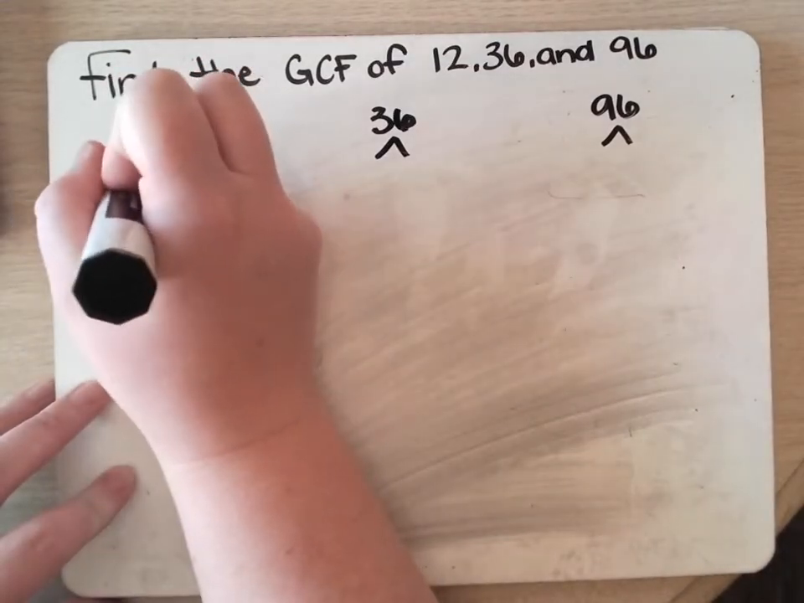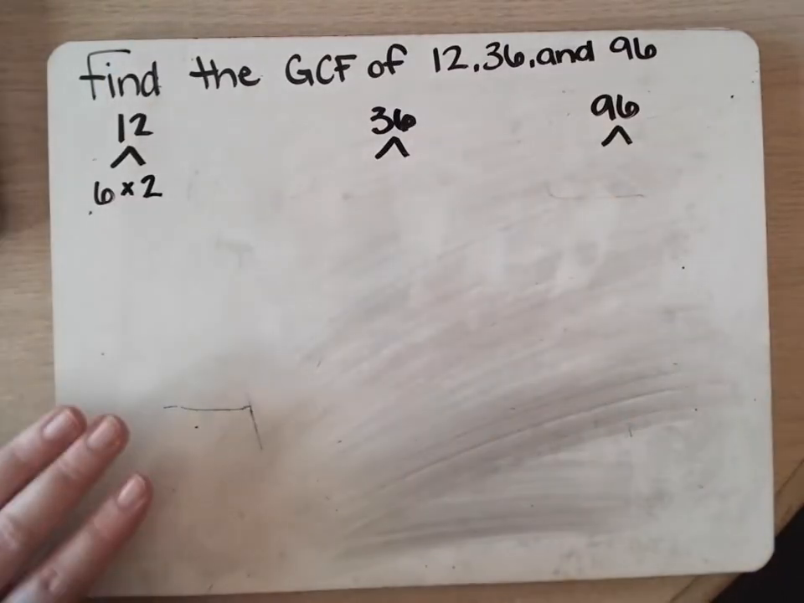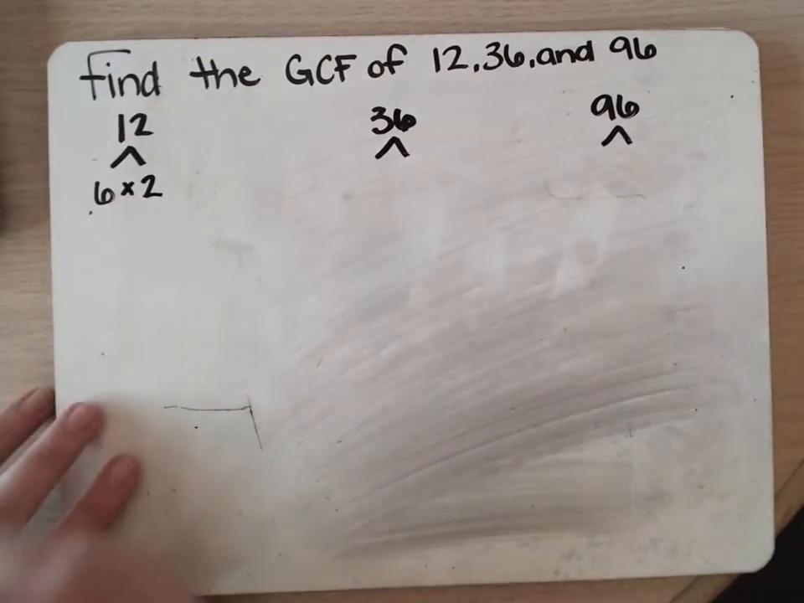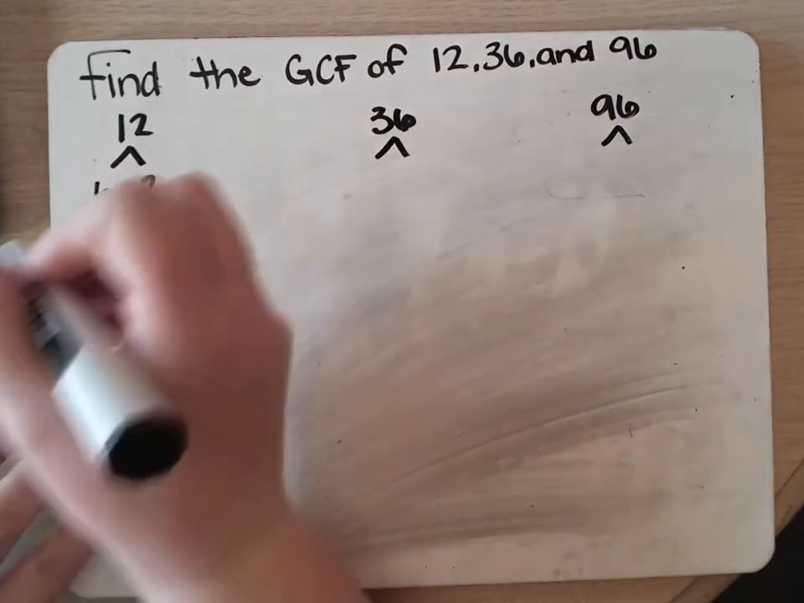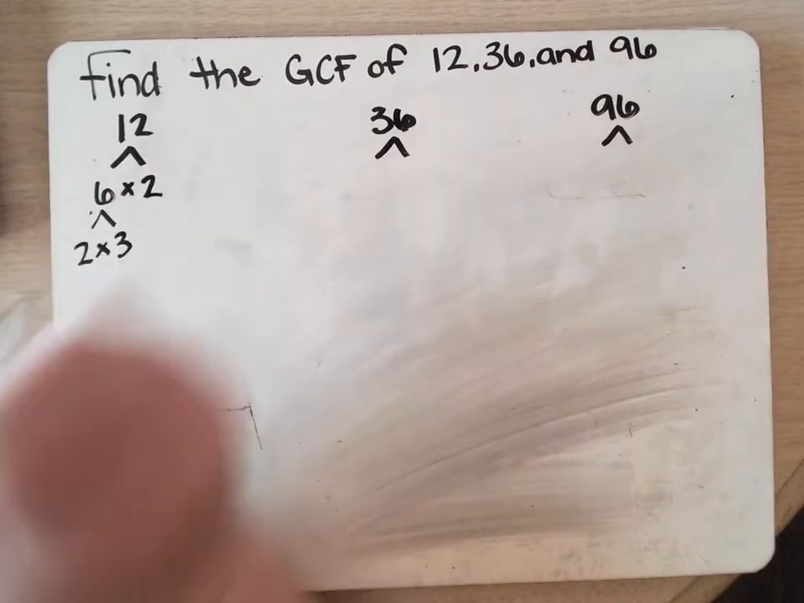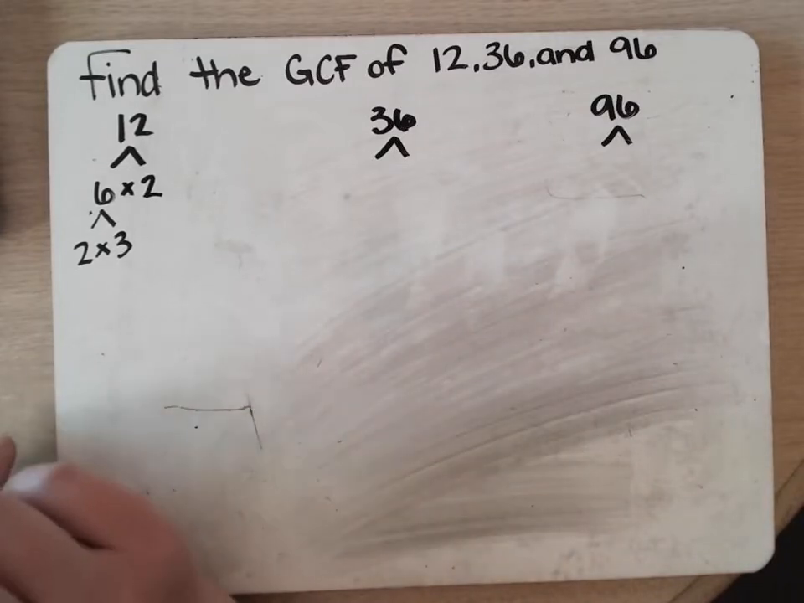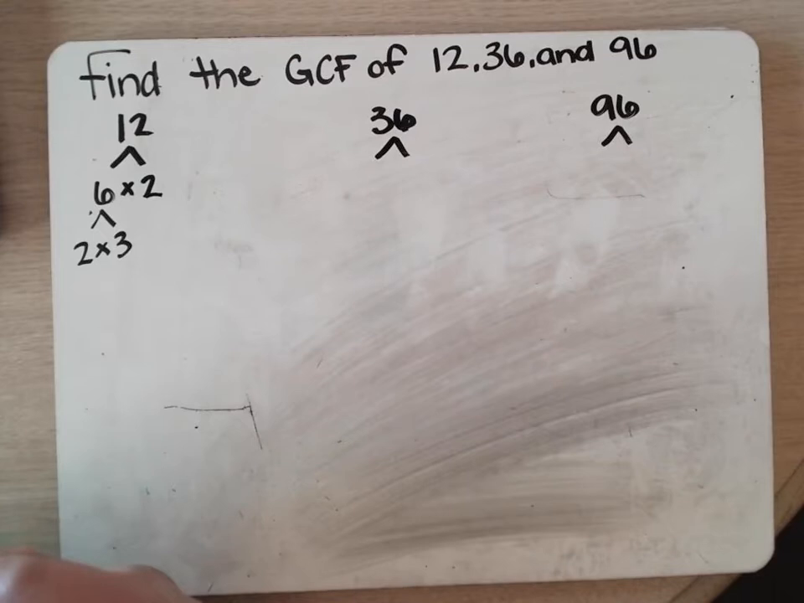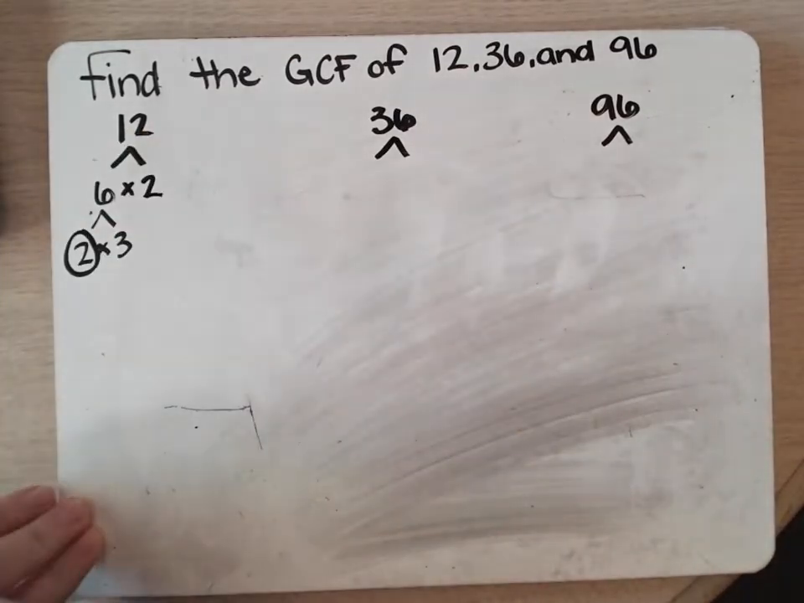Let's do 6 times 2. 6 times 2 equals 12. Now I need to stop and think. Can I break 6 down anymore? Yes, I can. 2 times 3 equals 6. Now I'm going to stop and think, do I have any other factors of 2 besides 1 and 2? I do not, so I'm going to circle my 2.